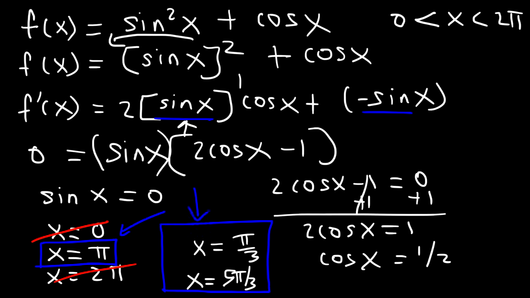So these are the answers: pi over 3, pi, and 5 pi over 3, all of which are in this interval. So that's it for this video. Now you know how to find the critical numbers of a function. So find the first derivative, set it equal to 0, and solve for x.